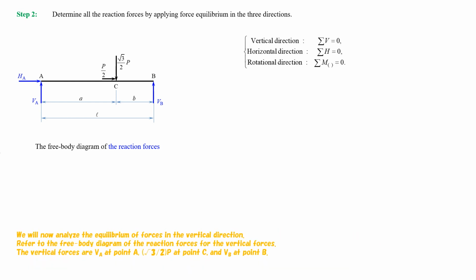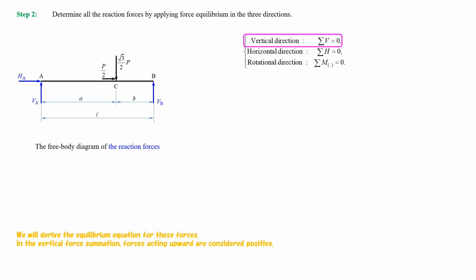We will now analyze the equilibrium of forces in the vertical direction. Refer to the free body diagram of the reaction forces for the vertical forces. The vertical forces are VA at point A, the square root of 3 divided by 2 times P at point C, and VB at point B. We will derive the equilibrium equation for these forces.